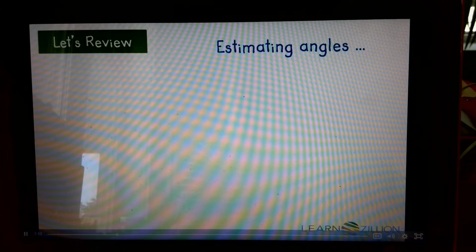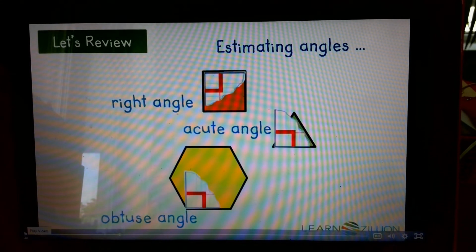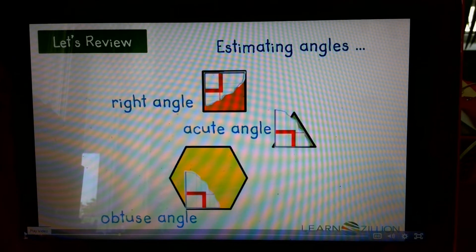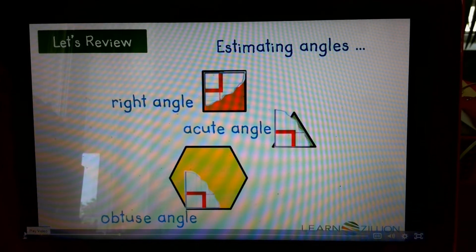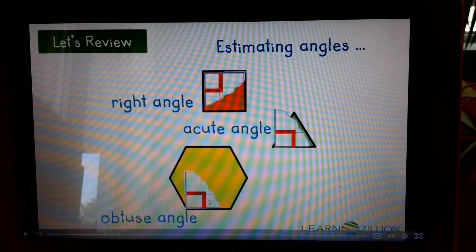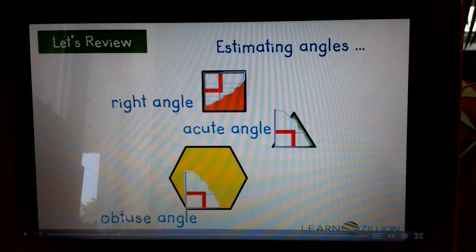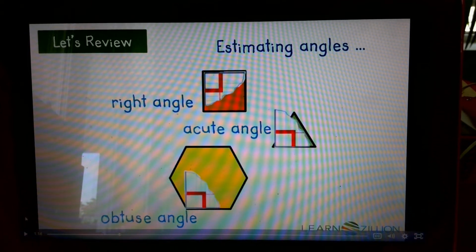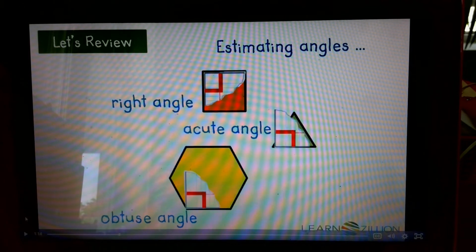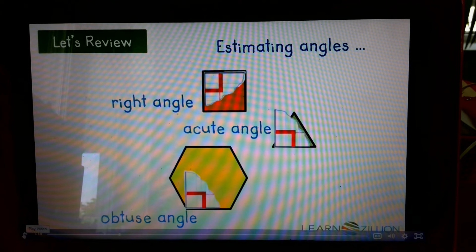When measuring an angle, it is important to estimate first. Okay, so now we've learned about the 3 types of angles. You have a right angle, an acute angle, and an obtuse angle. So the first thing you want to do before you use the protractor is to estimate. You want to tell me what kind of angle you're working with, because that's going to help you utilize the protractor. If you know that you're working with an acute angle, you know that when you measure it, your degree must be less than 90 degrees.